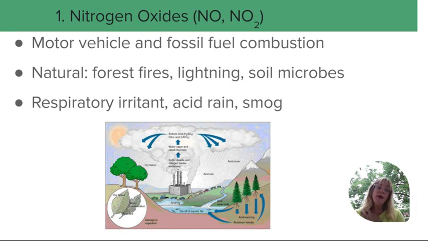So the first one we'll talk about is nitrogen oxides. These are designated as NO2, NO, or sometimes you'll see it as NOx. These come from motor vehicle and fossil fuel combustion, but it can also be a natural emission by forest fires and lightning. Nitrogen oxides can be an irritant to the respiratory tract, and they're a big contributor to acid rain.